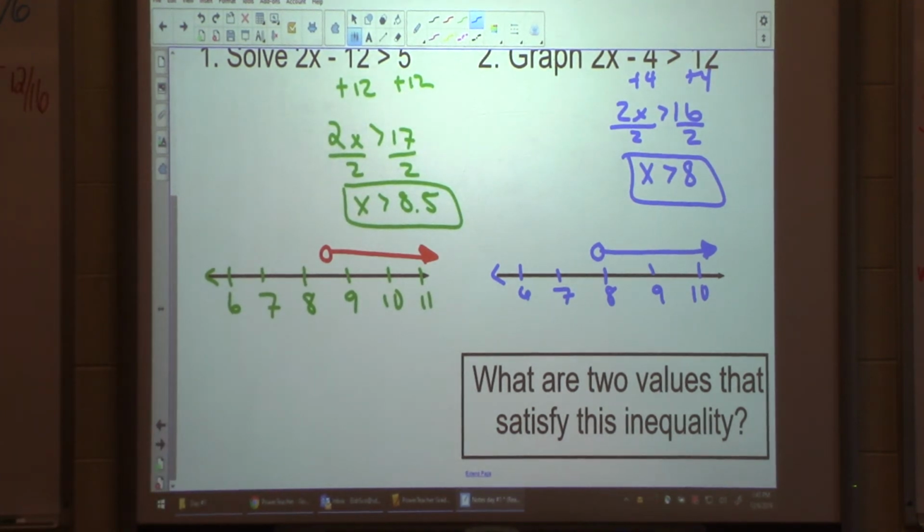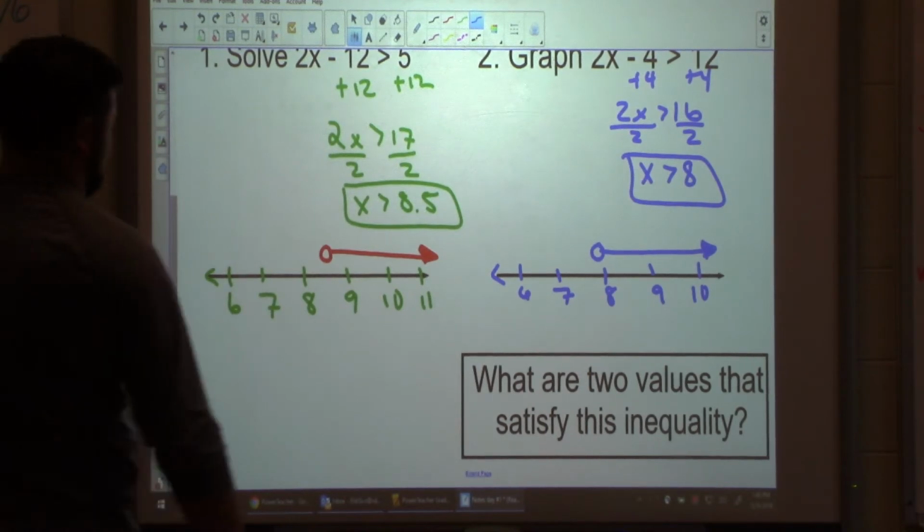Perfect. Hey, this one's got another little caveat to it. It asks, what are 2 values that satisfy this inequality? So, Marissa, what's 1 that would satisfy that inequality? 9. 9 would work. Haley, what's another? 10. 10 would work. Kylie, what's another? 11 would work. Elijah, what's another? 12. 12 would work. Colin, what's another? 100. 100 would work. Perfect. Marissa, what's another? 2,369. 2,369 would work. Any questions? 8.0001 would work. We did it.